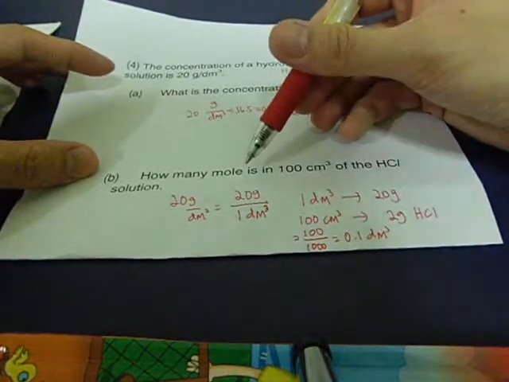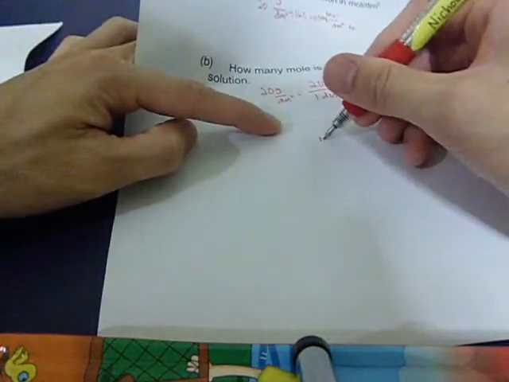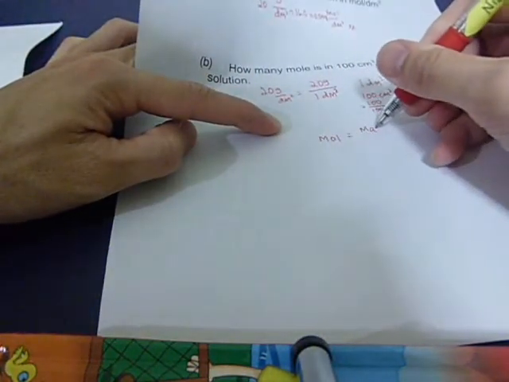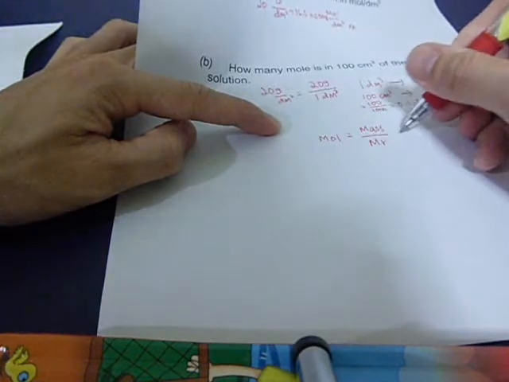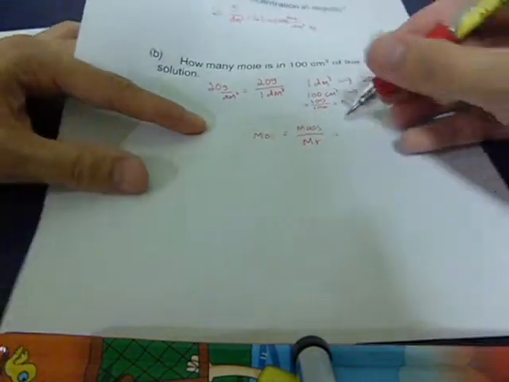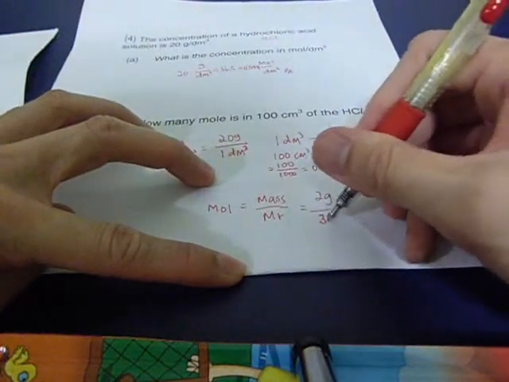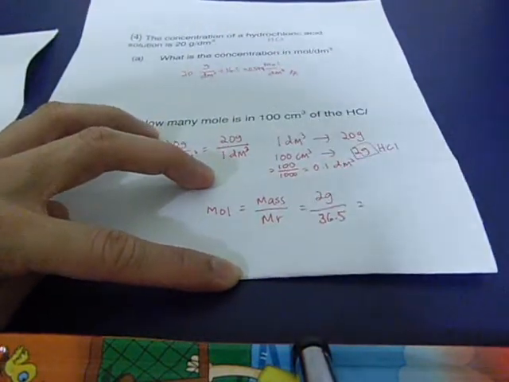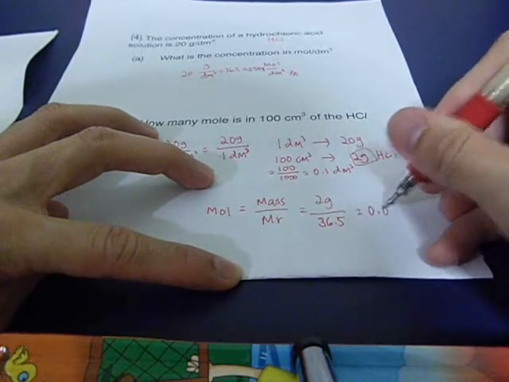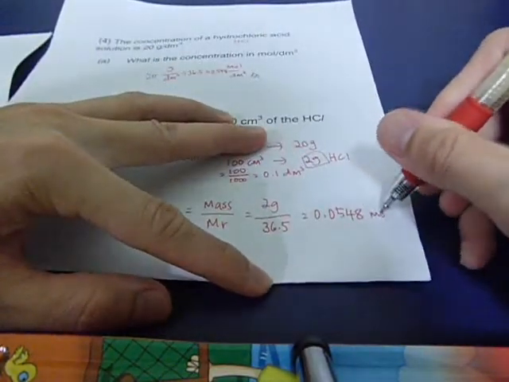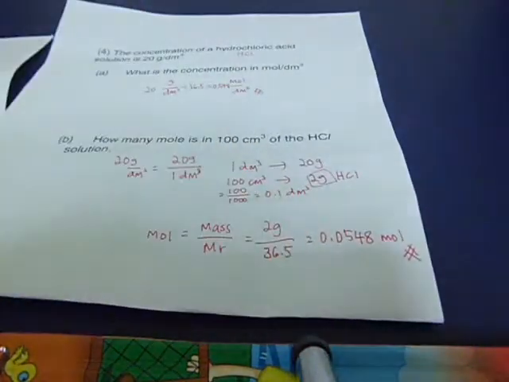But the question wants how many mole. So you are given mass, you want to find how many mole. So your mole would be your mass divided by your mR. Your mass over here, you found out that it is 2 gram. So 2 gram divided by the mR. mR for HCl is 36.5, and that would give you 2 divided by 36.5, 0.0548 mole to 3SF.